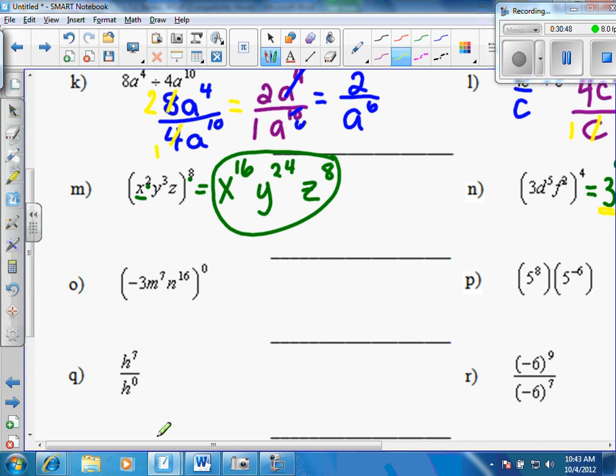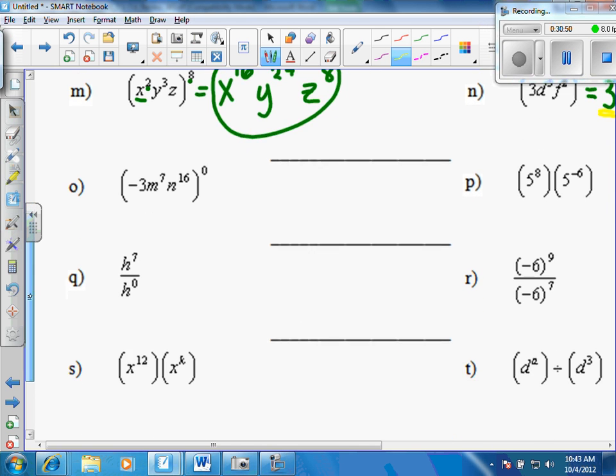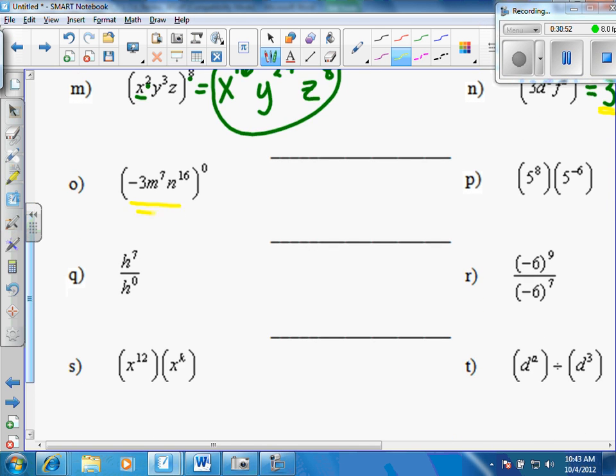Scroll down a little. This is the best problem on the test. Anything to the 0 power is 1. So hopefully when you see a question like that, you don't do any work. Just write the answer down.